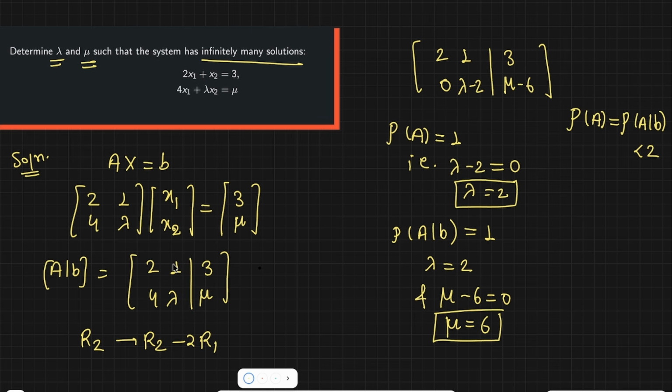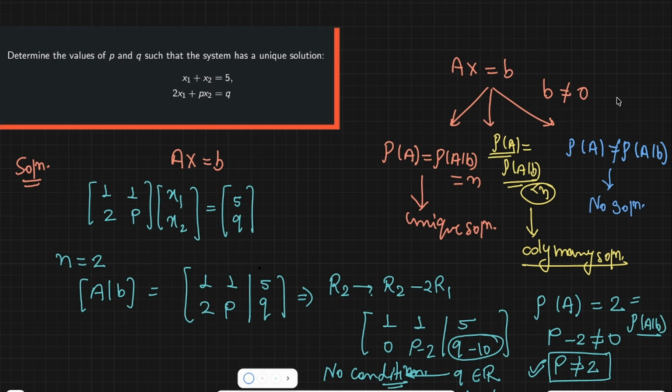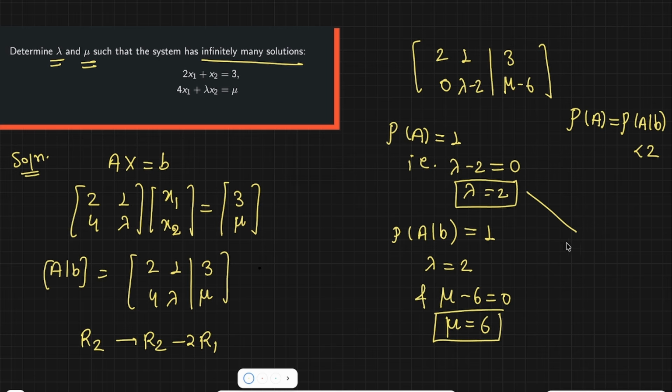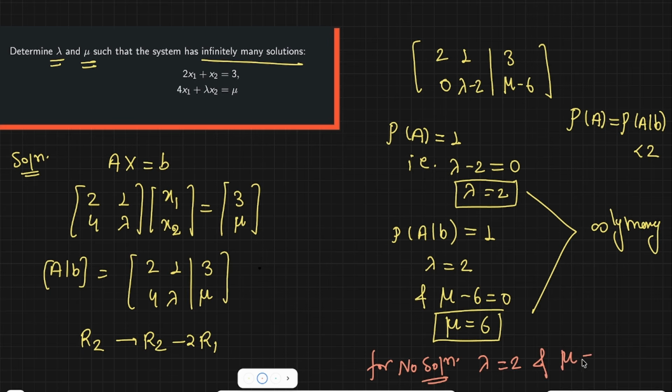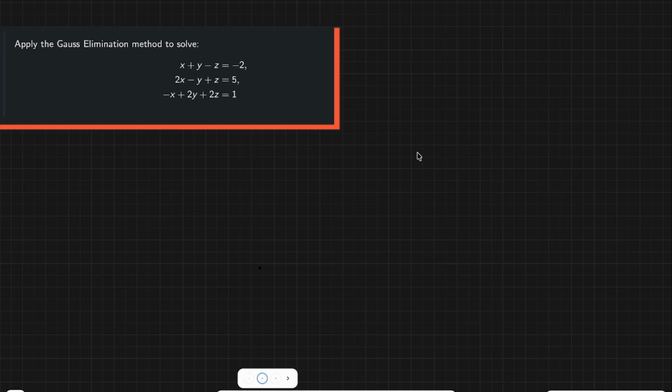In a similar way, it may ask you for the no solution case. These are the conditions for infinitely many solutions. But for no solution, what will be the value of lambda? For no solution, lambda should be equal to 2 and mu should not be equal to 6. It means this entry must be 0 and this entry must not be 0 for the no solution case, but for infinitely many solutions both are 0. So I discussed all three cases regarding these questions. These types of questions will be asked in your exam. Now come to the next question.